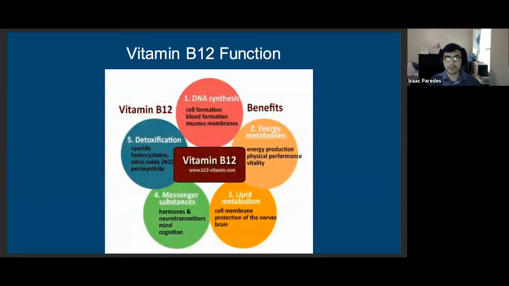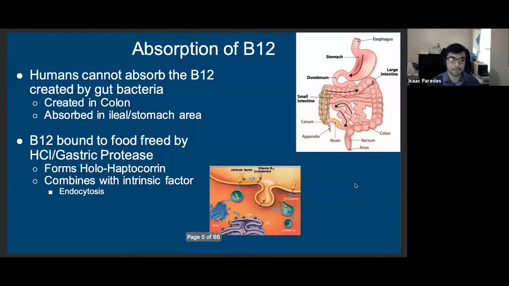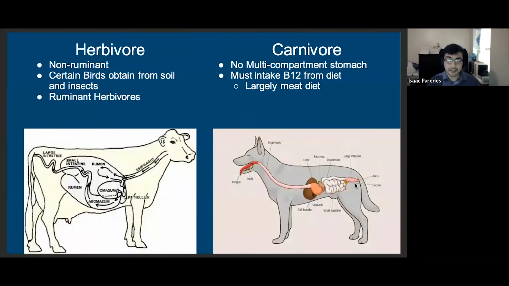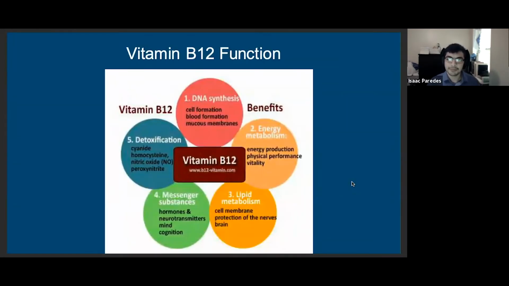Cobalamin is a molecule important for DNA synthesis, metabolism of energy and lipids, alongside detoxification. The molecule can also be used as a neurotransmitter and hormone messenger. Overall, it is a very important molecule and an essential dietary vitamin for humans. Next slide, please. Next slide.